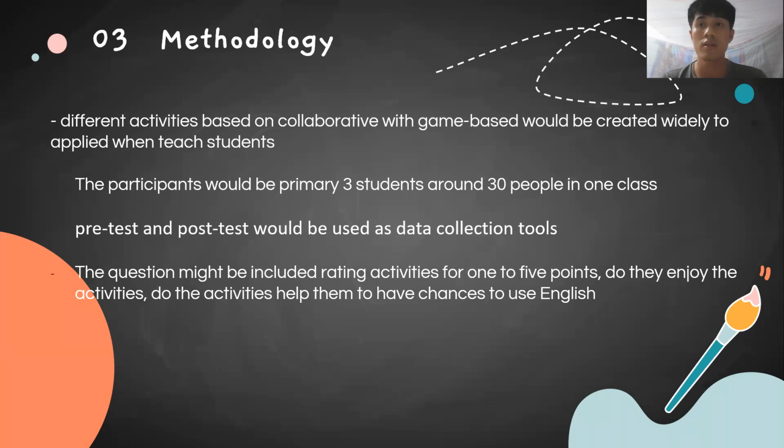So the third topic is the methodology that I would use. I will use different activities based on collaborative learning integrated with game-based learning, widely applied when teaching students. In different classes and different lessons, we should provide different games, a variety of games and collaborative activities for them. The participants would be primary three students, about 30 people in one class. That will be an appropriate number of students, I think.